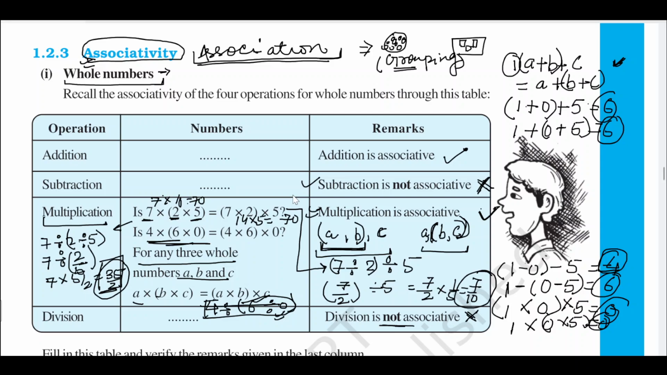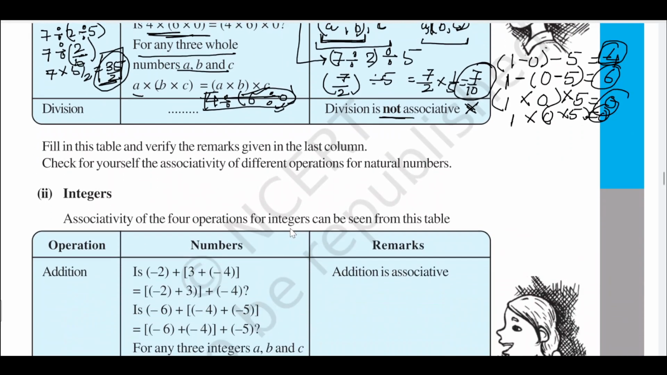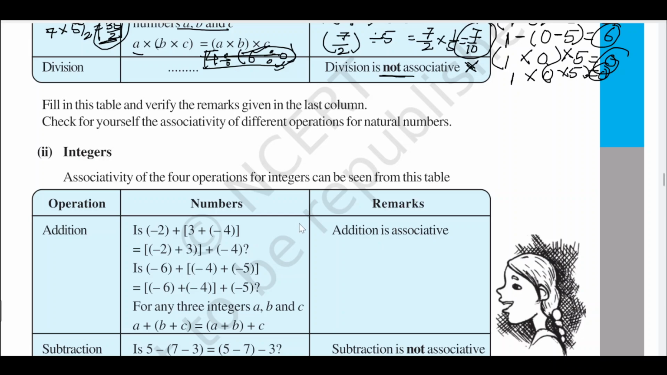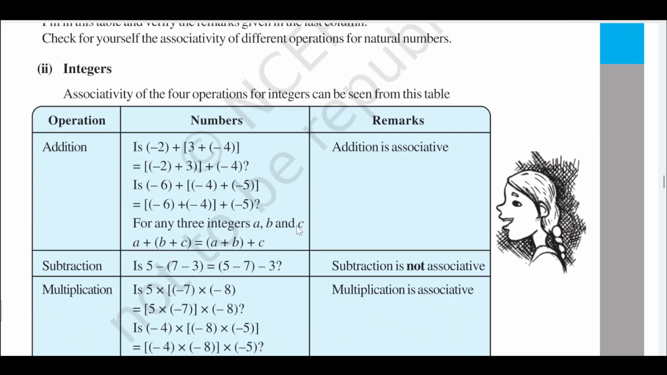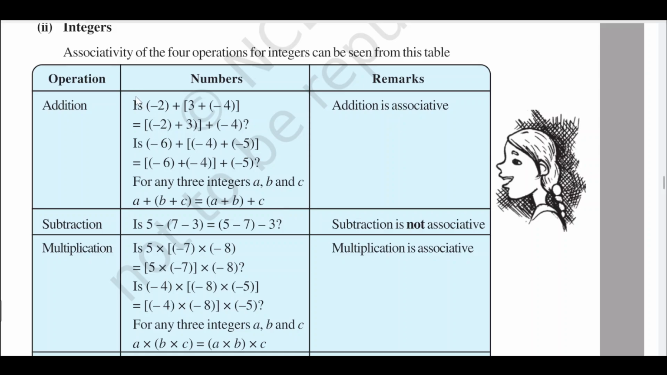So this one we checked the associative property for whole numbers. Now we should similarly check this for integers. Okay, we should check the associativity property for integers. First they are checking for addition. So A they have taken -2, B 3, and C is -4.